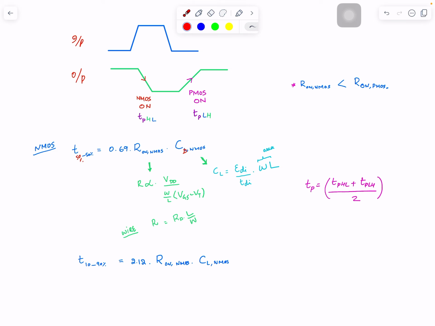Look at the fall transition time. It makes a transition from here to here. What is the slope of this? You can see the slope of this is much higher. It takes much longer. The time it takes from 90% of the final value to 10% of the final value, like 0.9 VDD and 0.1 VDD, that difference is called transition time.